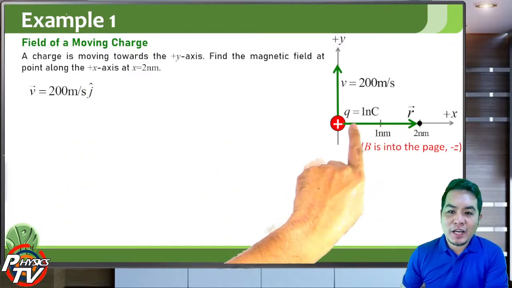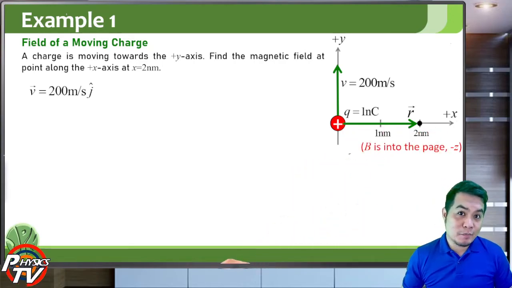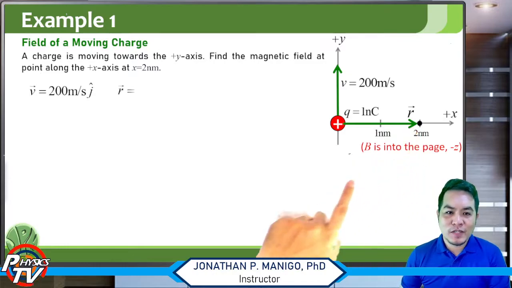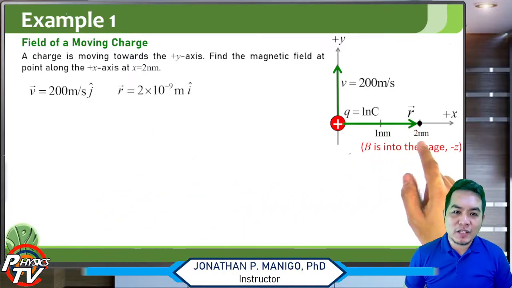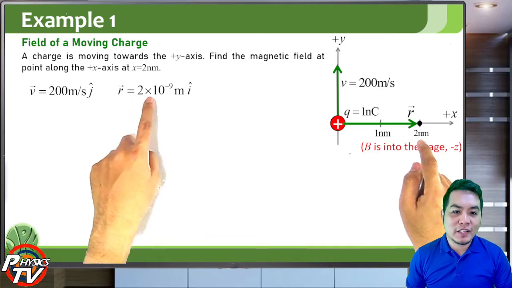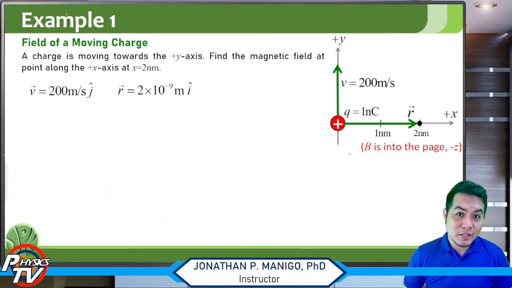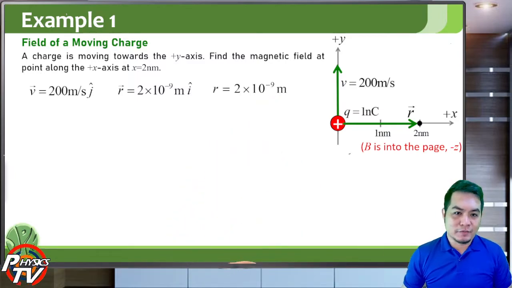So our r here is purely an x component. There's no y component, there's no z component. So our r is basically 2 nanometers i hat, where nano means times 10 to the negative 9. And of course, the magnitude is 2 times 10 to the negative 9.